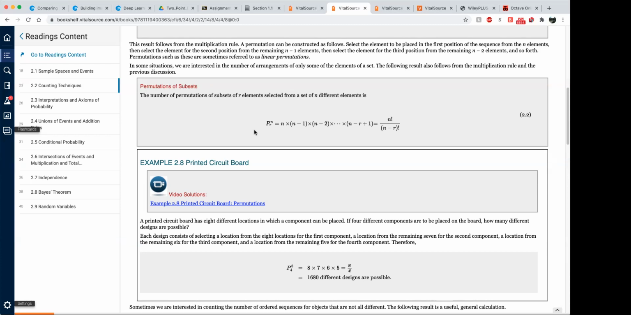Okay. So that's going to be P, n is 30. N is the total number of possible outcomes or different elements. So n is the total number of outcomes, 30, and r is going to be 3. So P of 30, 3 is going to be 30 times 29 times 28.